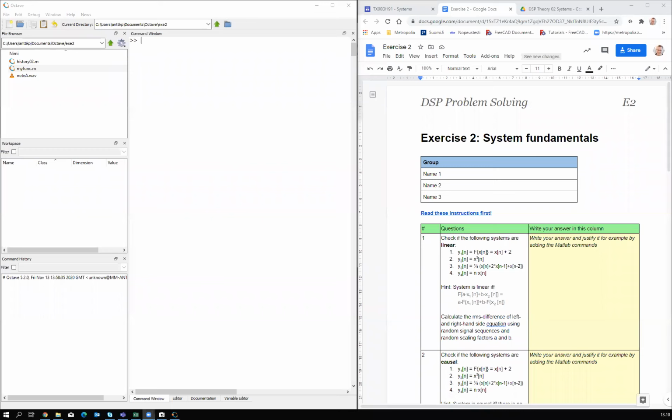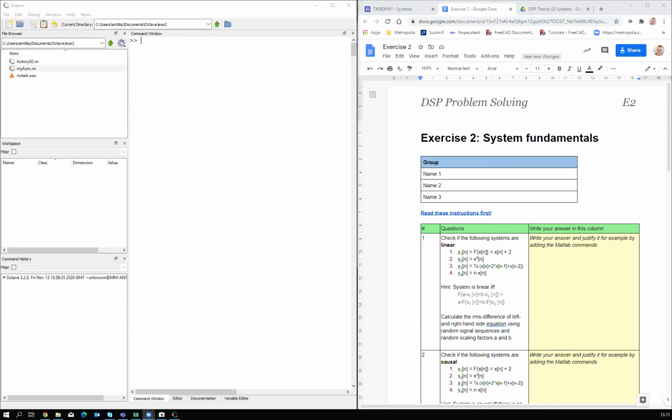Okay, let's continue with the second exercise then, which is about the system fundamentals. Same rules as previous. When I looked at the returns, I noticed that 3 of you had returned the exercise and 1 did not yet. Please do it as soon as possible.